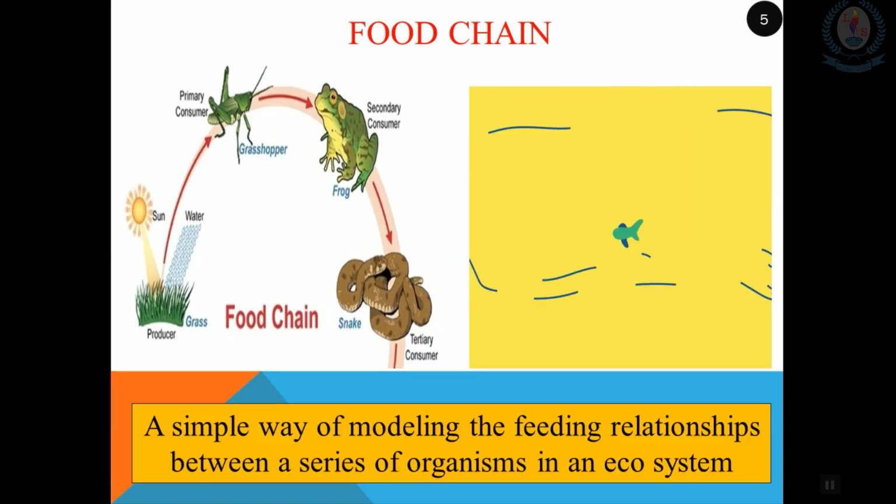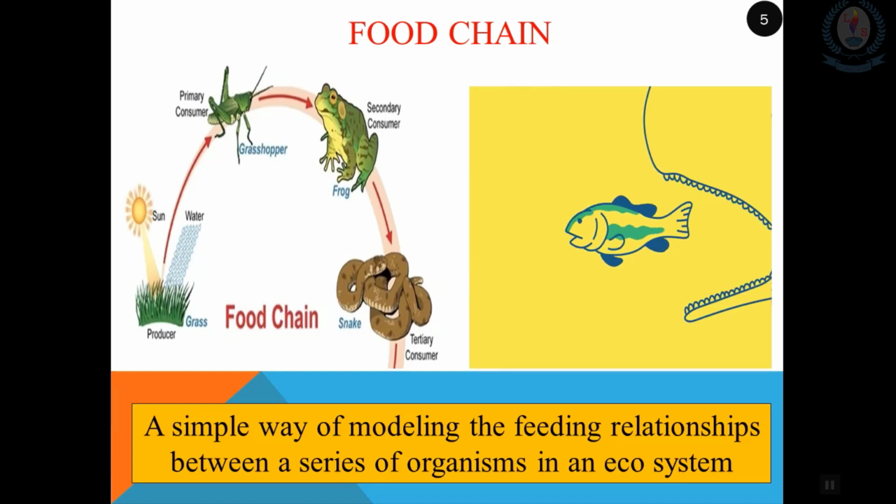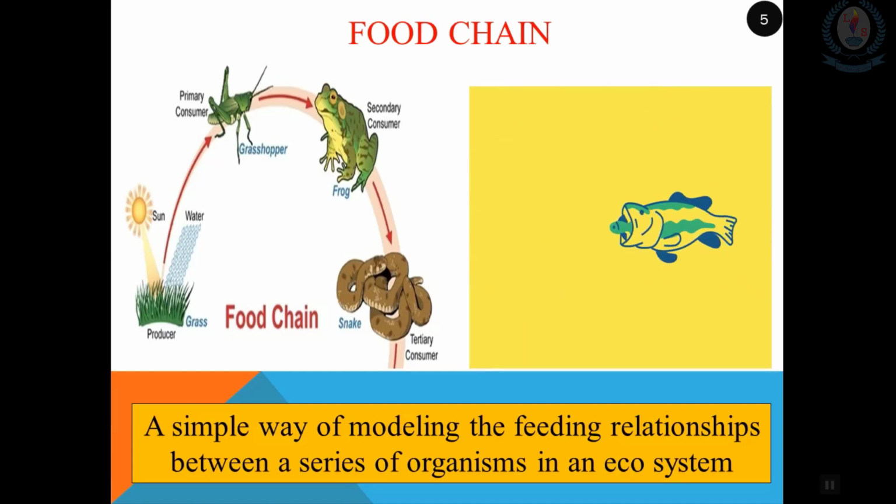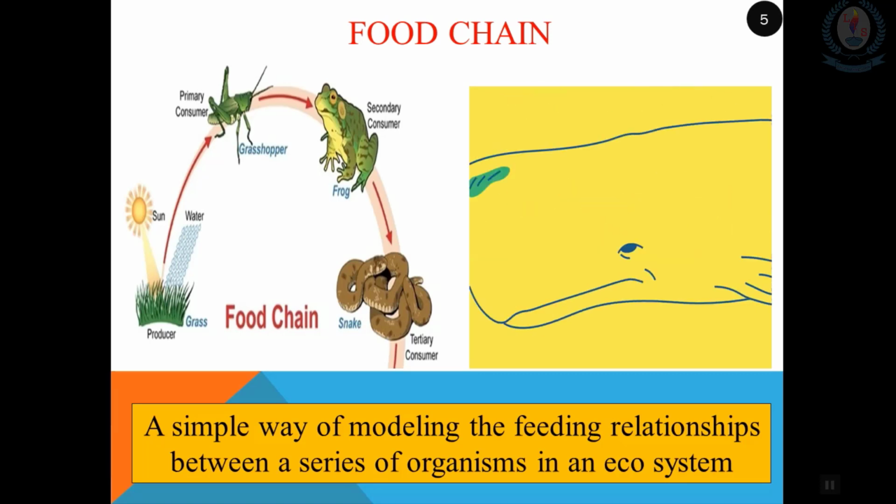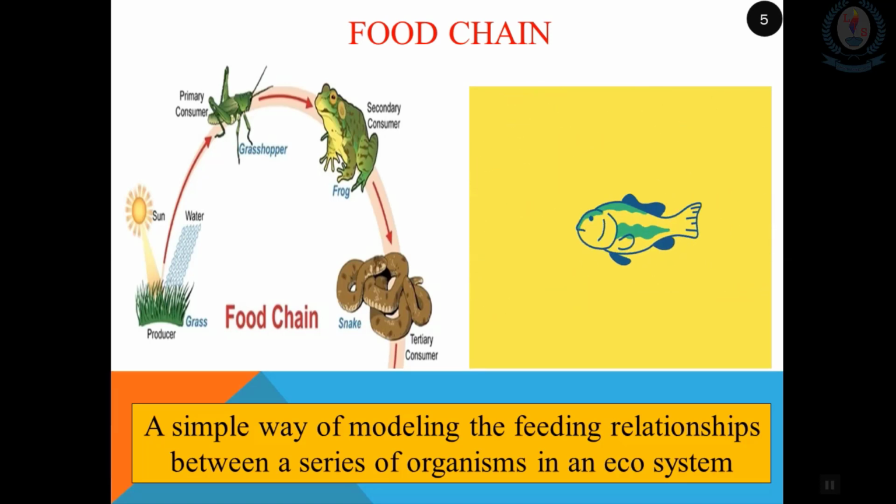In this example, the secondary consumer is a frog. Usually secondary consumers are the animals that feed on herbivores. These animals are usually carnivores. They use the molecules in the herbivores to supply the raw materials needed for their metabolic reactions.